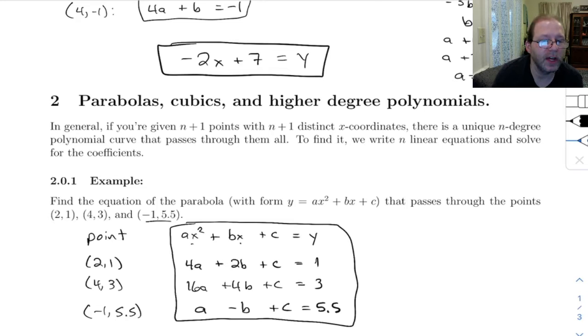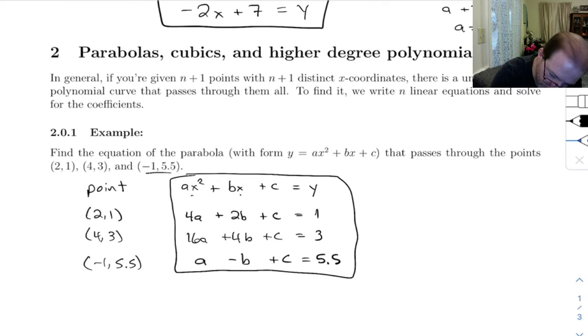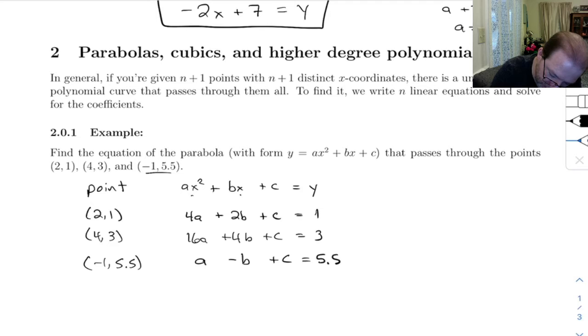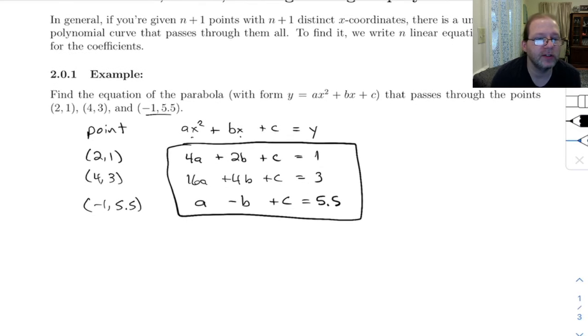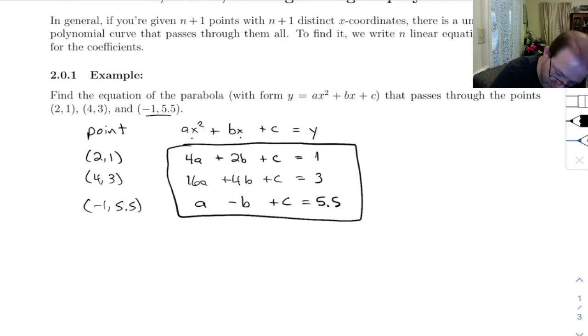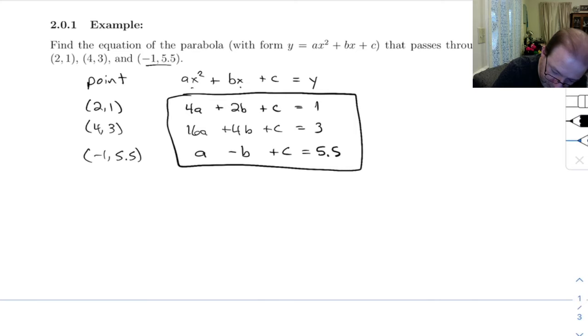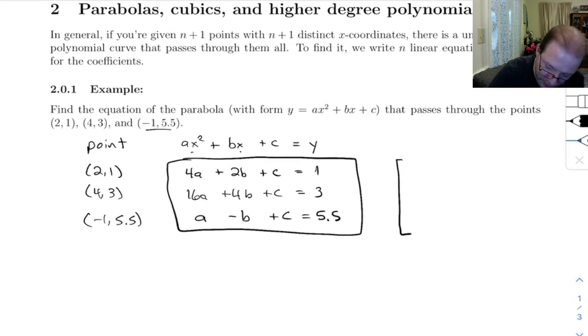Now, we've got to solve this system. I circled the whole thing, but the system is only these 3 equations. That top one is sort of a prototype. All right, so we've got to solve this, and I'm going to write it as an augmented matrix. So that's going to be the augmented matrix. Let's see, 4, 2, 1, 1, 16, 4, 1, 3, then 1, -1, 1, 5.5.